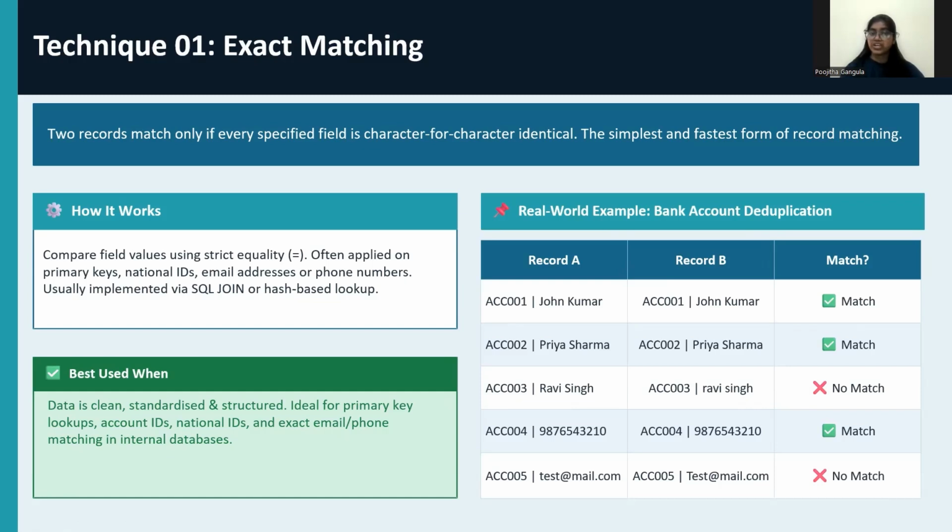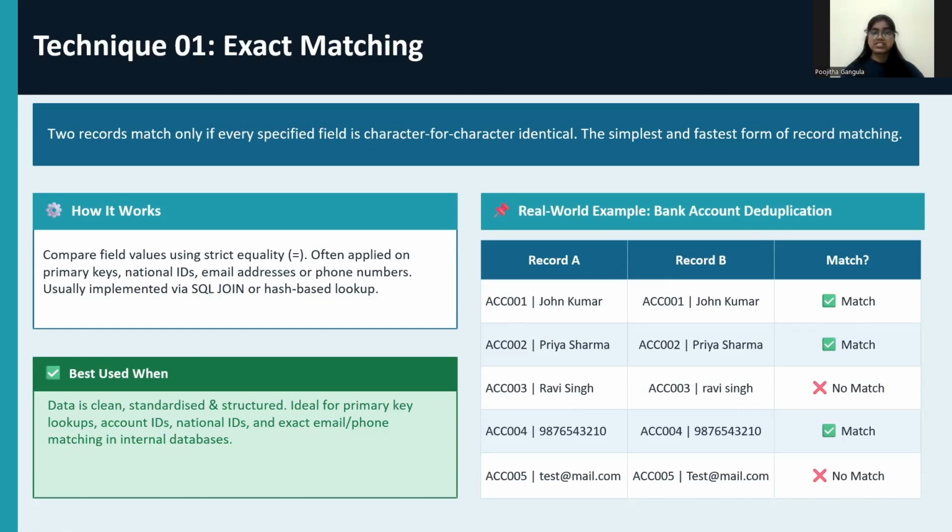This method is very fast and easy to implement. It is commonly used in matching IDs, phone numbers, and email addresses. However, the disadvantage is that it cannot handle errors or variations in data. So it works only when the data is clean and perfectly formatted.